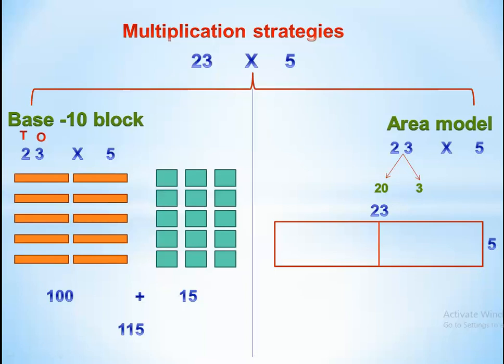And this is length and this is width. We know that area of rectangle equals length times width. And we divide the houses. So this is house of 20 and this is house of 3, and we will multiply to find the area. 20 times 5, and 3 times 5. 20 times 5 equals 100. 3 times 5 equals 15. So the answer will be 115. Did you get the idea? Okay, let's see the other strategies.